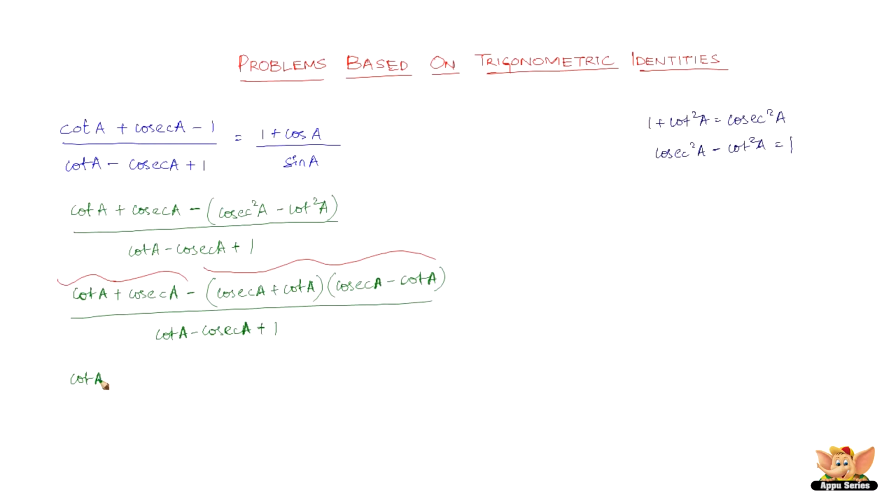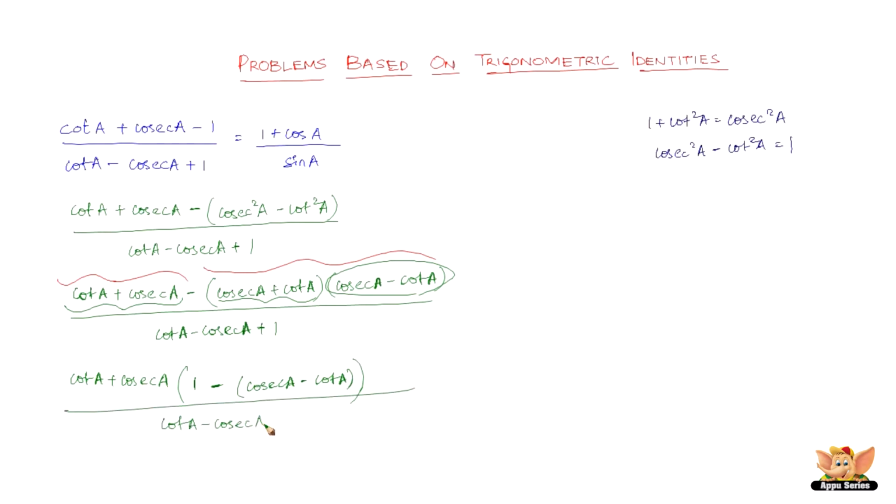So let's take cot A + cosec A out as common. If you take it out, the first term gets replaced by just 1, because (cot A + cosec A) times 1 gives you cot A + cosec A. And then with the negative sign, what's going to be left if you take out cosec A + cot A is cosec A − cot A. So we write cosec A − cot A, over cot A − cosec A + 1.